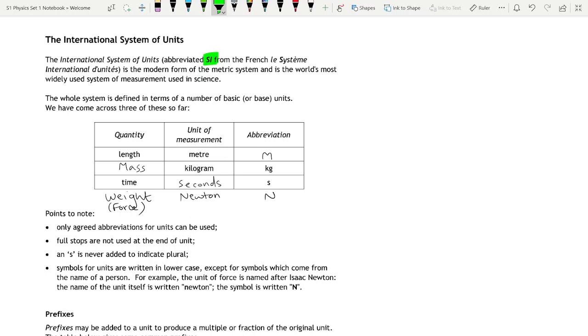unit for it. So for example, length, its SI unit is measured in meter, and that abbreviation is m. So you could measure length in kilometers or centimeters, but the base one is just meter. So that's the base unit, the SI unit for length.